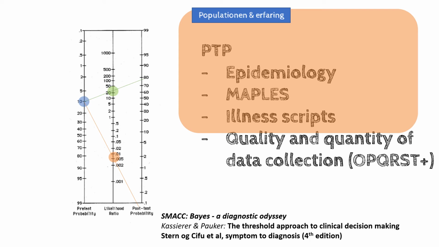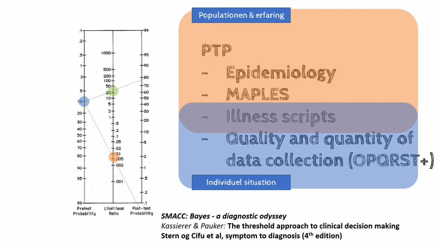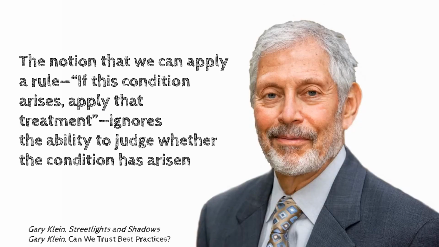So this is more population, a bit more objective, a bit more sciencey, and this is more individual situation expertise evaluation and questioning of how the condition has arisen. Okay, and that is a hugely important thing: the notion that we can apply a rule, if this condition arises, apply that treatment, ignores the ability to judge whether the condition has arisen.